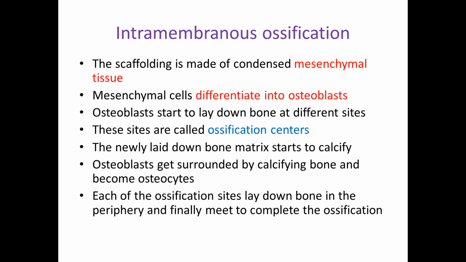The newly laid down bone matrix starts to calcify. Osteoblasts get surrounded by the calcifying bone and become osteocytes. Each of the ossification centers lays down bone in the periphery, and finally they all meet up to complete the ossification.